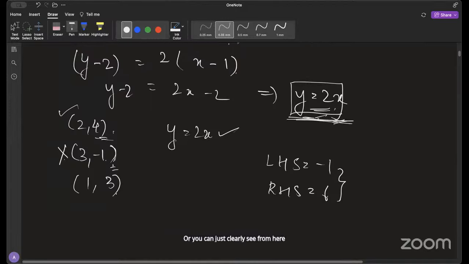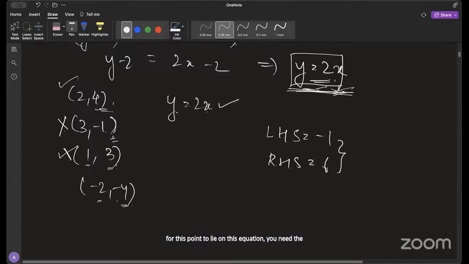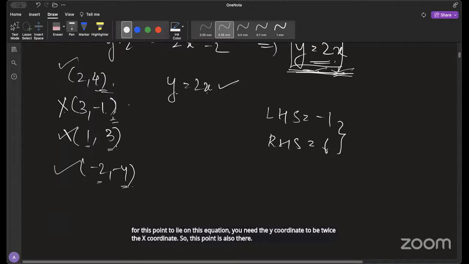And then the last one is minus 2, minus 4, I guess. Right, because your y coordinate here is twice your x coordinate, that's what you need. For this point to lie on this equation, you need the y coordinate to be twice the x coordinate. So this point is also correct. So these two are the correct options.